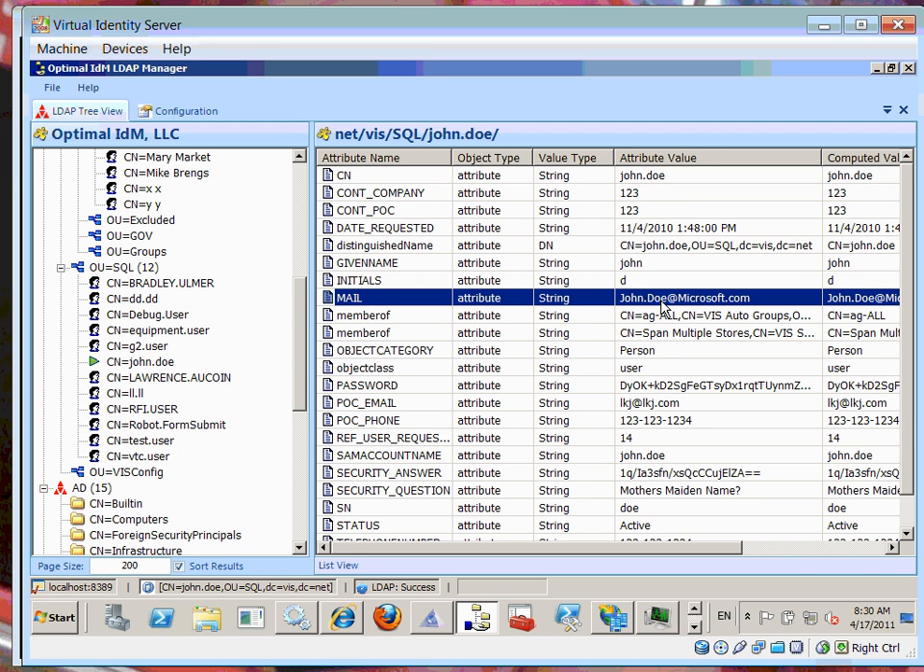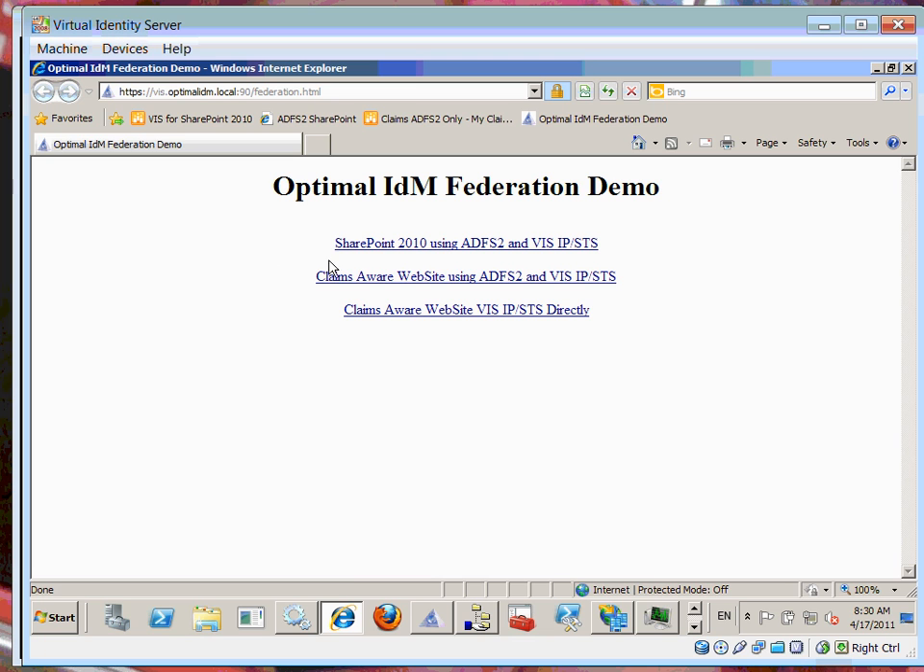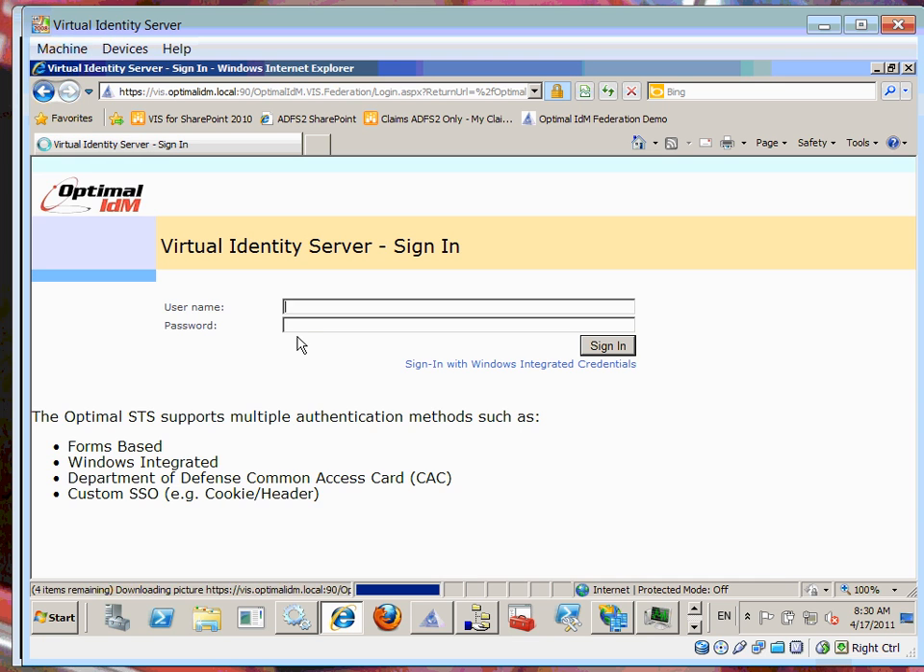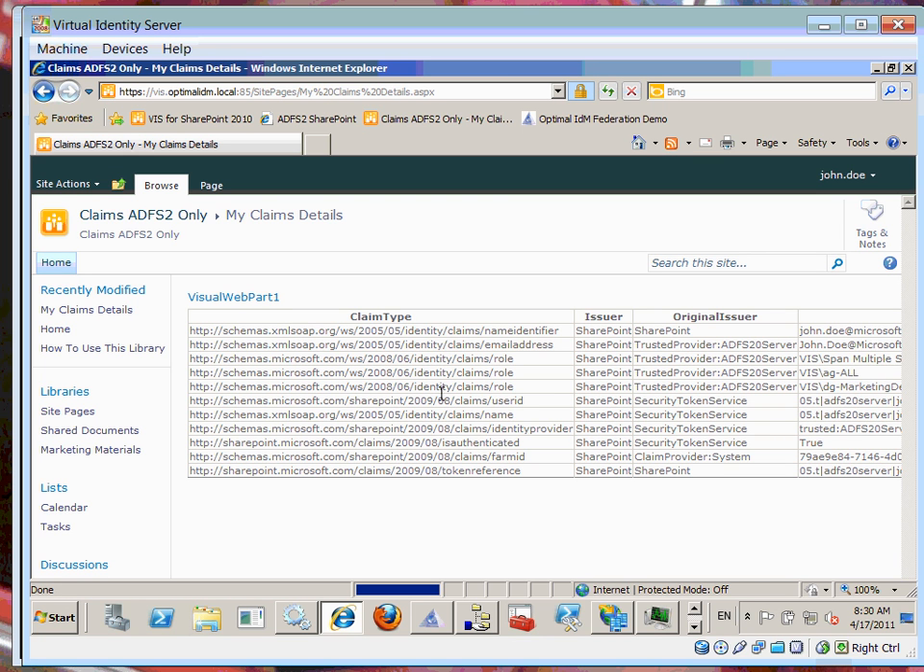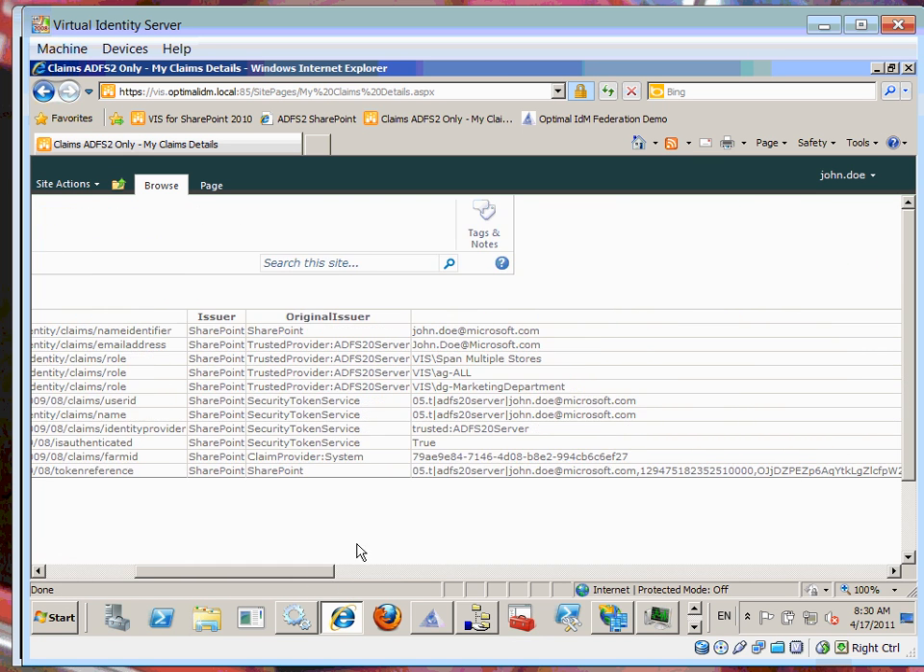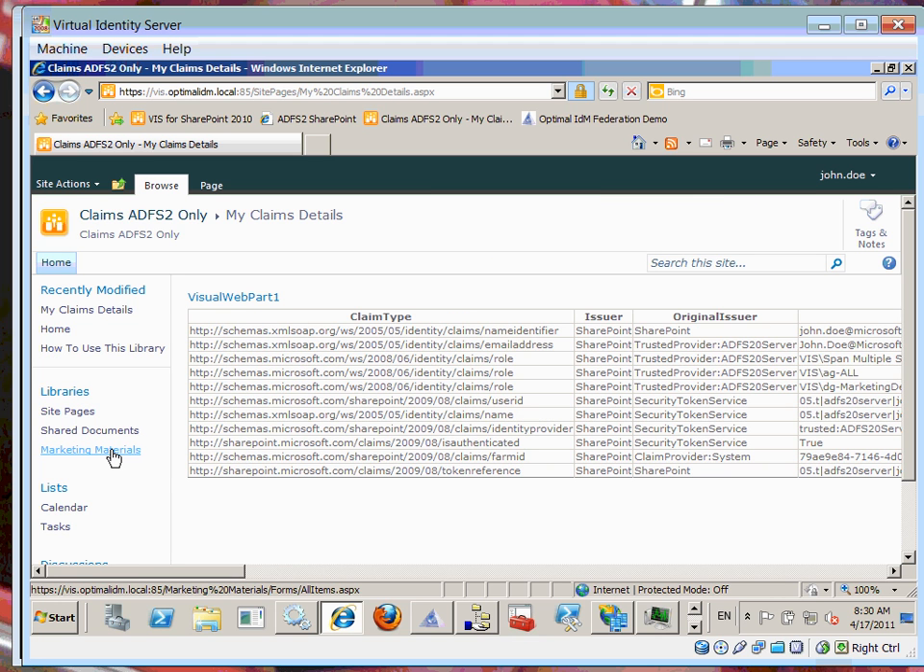So you'll notice that his mail attribute is john.doe@microsoft.com. So I'm going to log into SharePoint. Again, the STS is going to come up, and it's going to be john.doe, and we're going to log in with his credentials. So as this user is authenticated over at Microsoft, comes through our ADFS server, the augmentation will happen by the Virtual Identity Server's STS, and a role claim of DG-Marketing Department, and we can see that came across here. And so by virtue of the fact that his email address was at Microsoft, he has access to the exact same document library that I had access to.